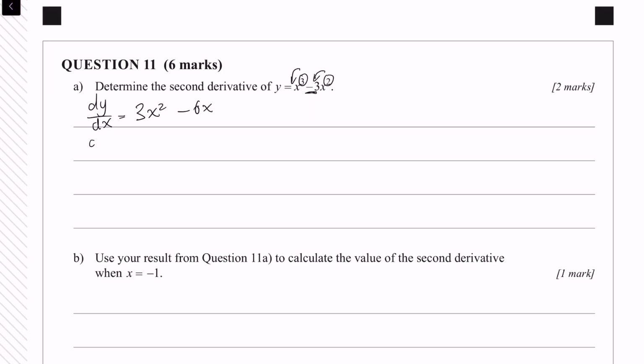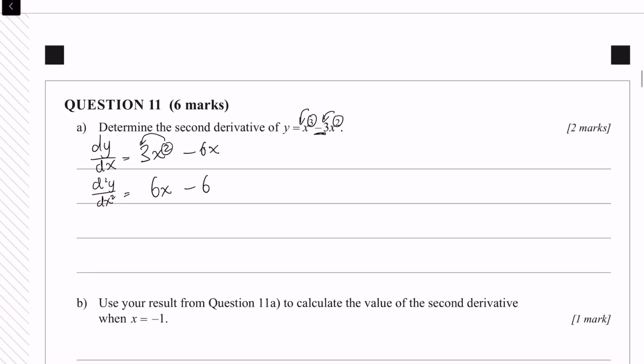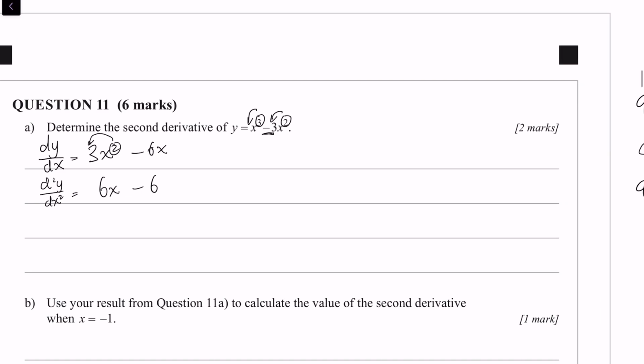And then the second derivative, making sure that we are answering the question, is going to be differentiating the first derivative essentially. And so that's going to be 6x minus 6, because we're bringing that 2 power down, so 2 times 3, which is 6x to the power of 2 minus 1, which is just 1, or just x, and then minus 6x.